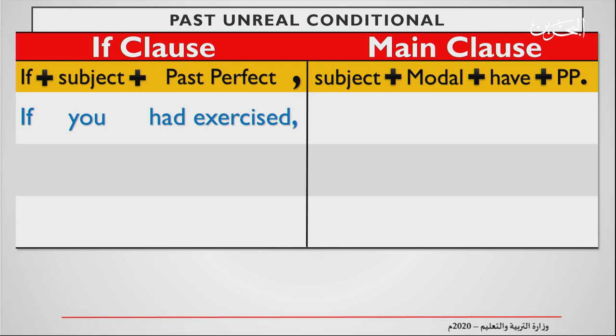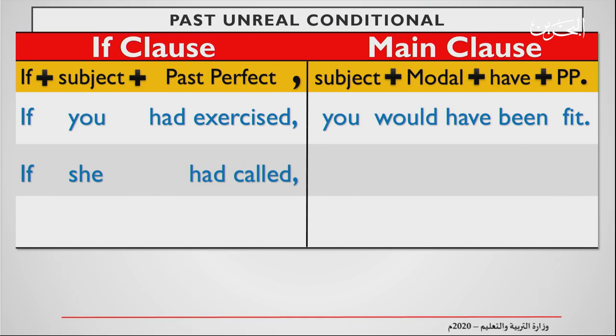If you, as a subject, had exercised, past perfect, comma. Subject, you, modal, would, and have is the same. Past participle, been, and fit is the complement of that clause. So you say, if you had exercised, comma, you would have been fit, full stop.